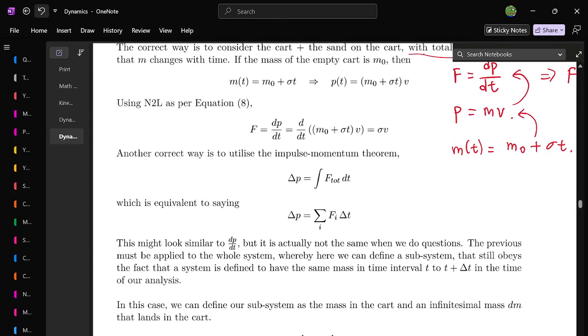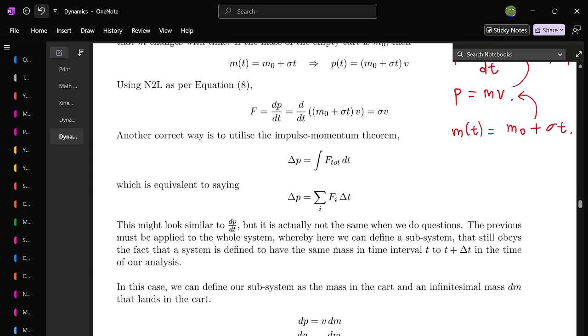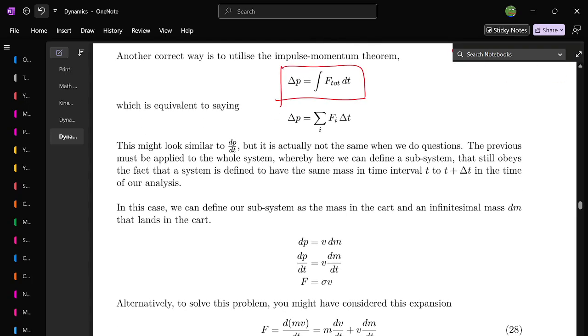Another way to do it is to use the impulse momentum theorem, as you've seen earlier. What we are doing in this case is to define a subsystem as the mass in the cart and an infinitesimal mass dm that lands in the cart. In our subsystem, the change in momentum is just v dm, because the infinitesimal mass dm that lands in the cart suddenly starts moving with a speed v. So let's say this is dm, and then you have m here. Then after a while, your dm goes from 0 to v. So that's the change in momentum.